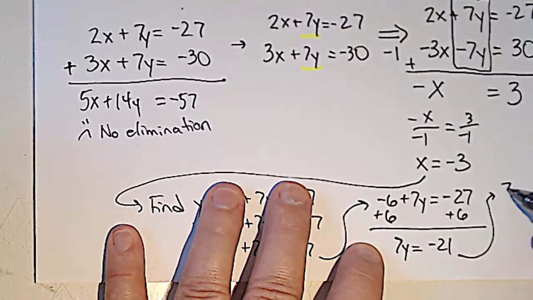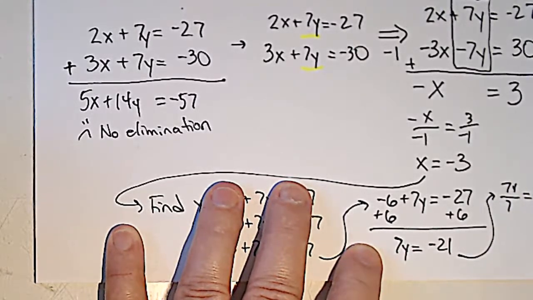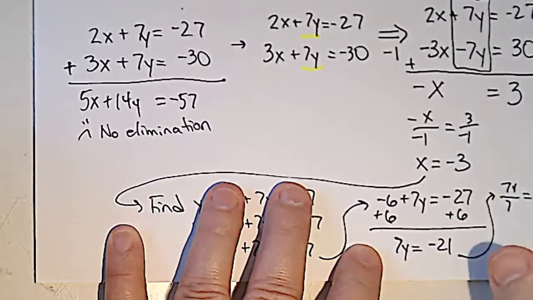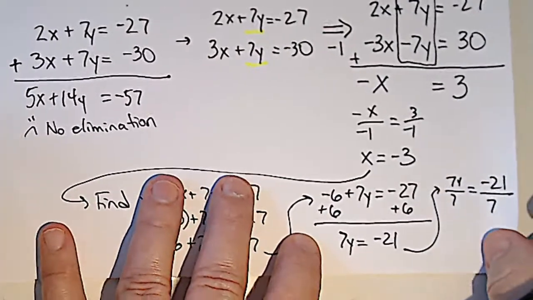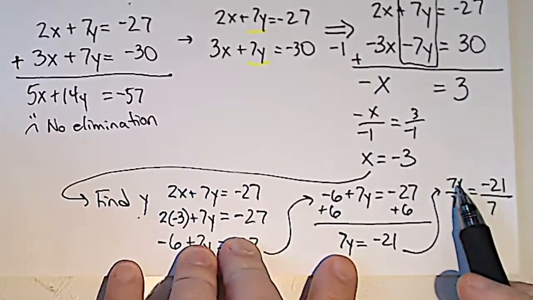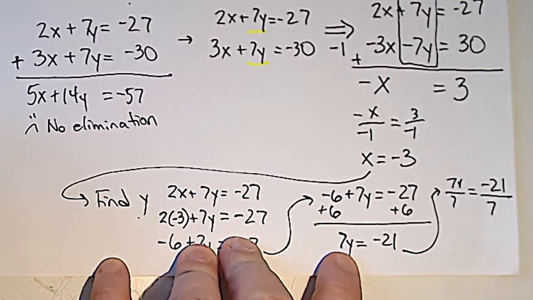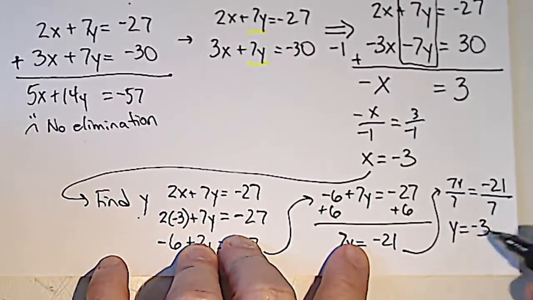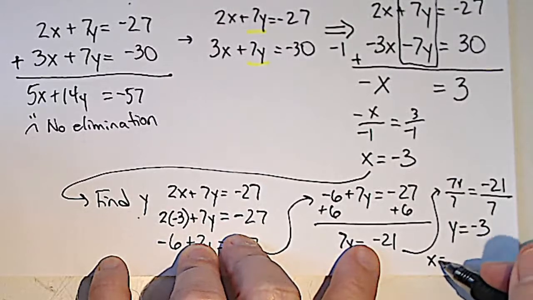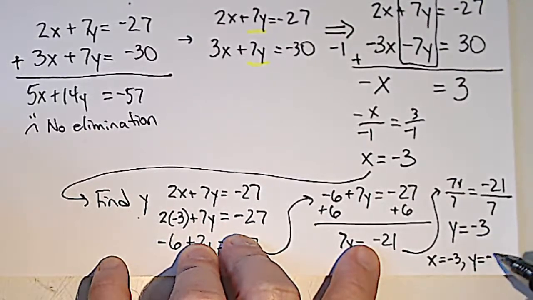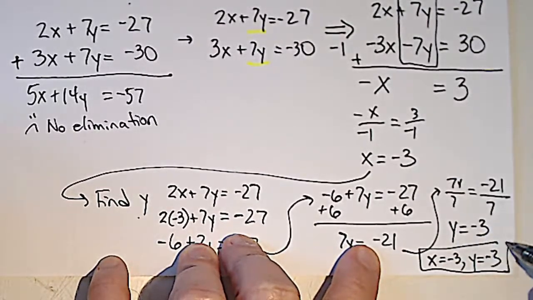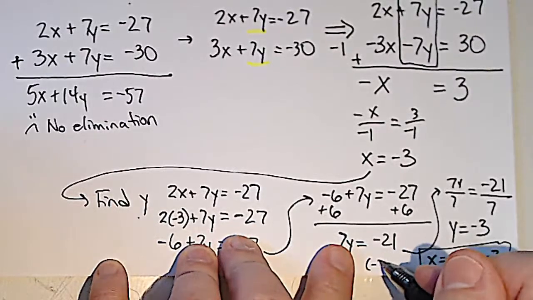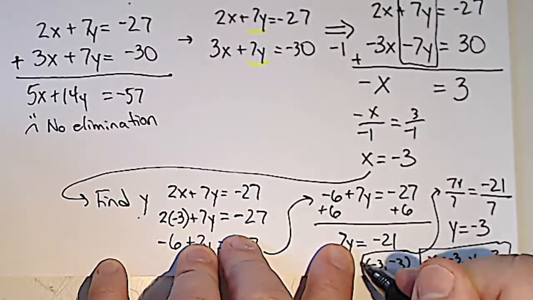I always have just barely enough room. Divide both sides, but you can't see, and it's no good if you can't see it. Divide both sides by 7. And I get y equals -3. So our final answer is x equals -3, y equals -3. It's kind of interesting, right? Or the coordinates are -3, -3.